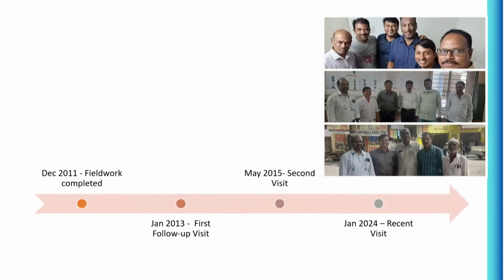So my fieldwork was completed in 2011. I finished my thesis in 2014. But when I submitted my thesis, I came back to India, and in January 2013 I made an attempt to go and meet them. Then another one got married, so they invited me, and in May 2015 I attended that marriage. I spent one week with them. Then there was a long gap, but we were in touch with each other. So last year, January 2024, I made my recent visit.